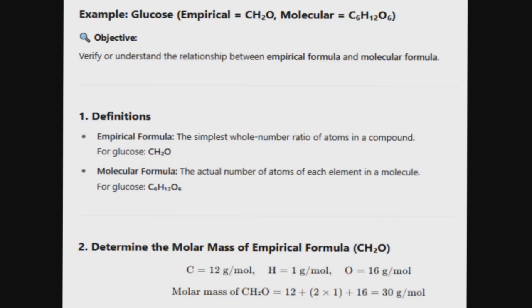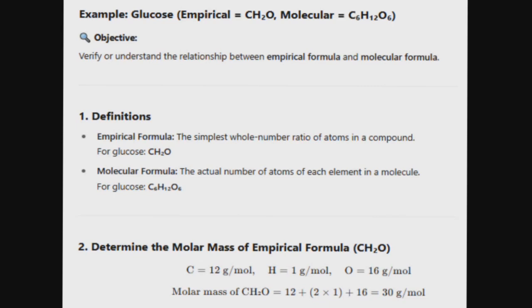And then we are trying to understand the relationship between this empirical formula and the molecular formula. If you are asked to find the relationship between the empirical formula and the molecular formula, it simply means you are asked to find the ratio between these two things. Sometimes they can ask you to find the ratio between the empirical mass and the molecular mass, or they can simply ask you to find the ratio between the empirical formula and the molecular formula. Or they can even flip it and ask you to find this over the other one.